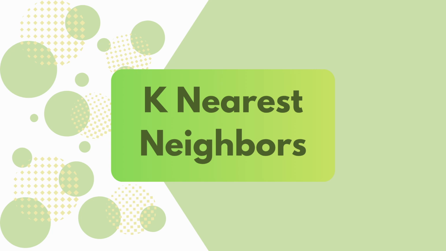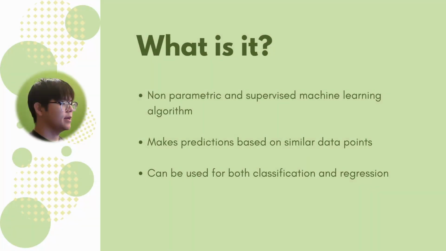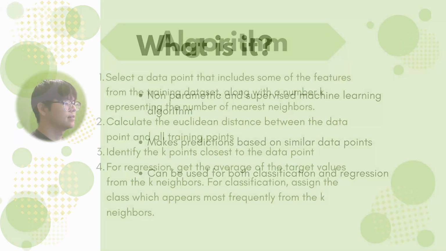Let's get started. K Nearest Neighbours is a fairly simple and straightforward machine learning algorithm. It is non-parametric and supervised. The core idea is that data points that are close to each other in the feature space usually have similar labels or values. K Nearest Neighbours also has the advantage of being capable of performing both classification and regression tasks.